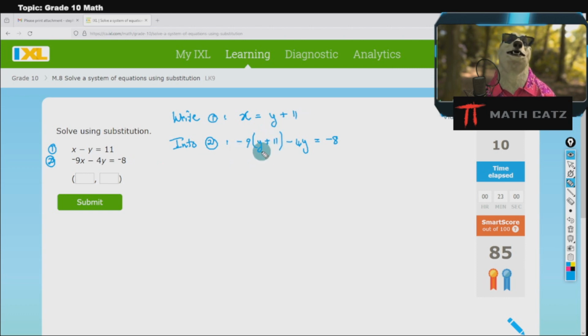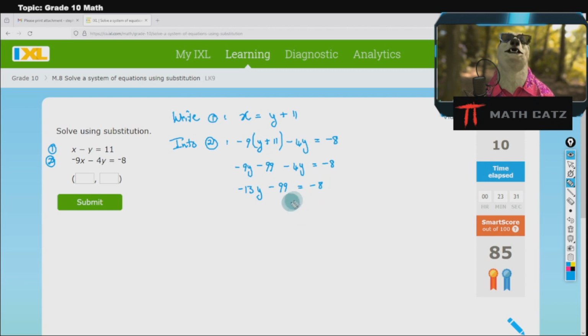Now I have to multiply the negative 9 in to get negative 9y. Negative 9 times 11 will be minus 99. I still have the minus 4y. I still have the negative 8. So let's put the like terms together. The y terms, negative 9 minus 4 is negative 13y minus my 99.